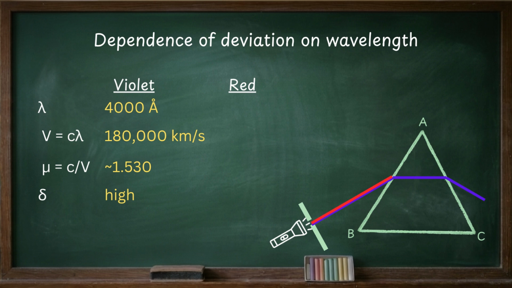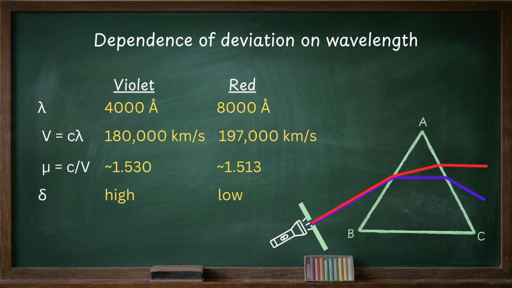On the flip side, red light has a long wavelength of 8,000 angstroms. It travels the fastest through glass. Therefore, the glass presents its lowest refractive index for red, causing red light to be deviated the least.